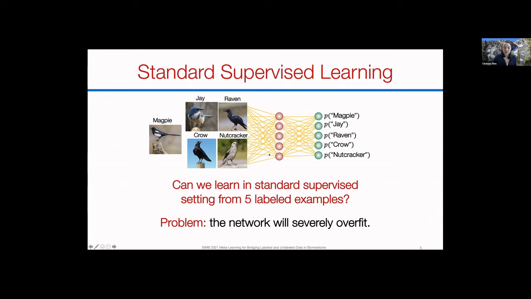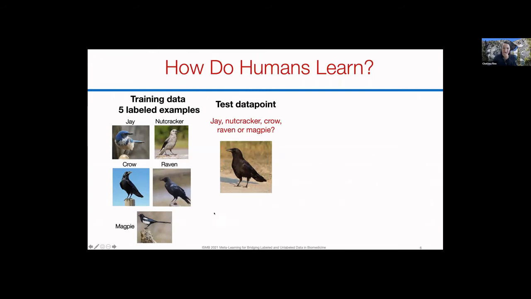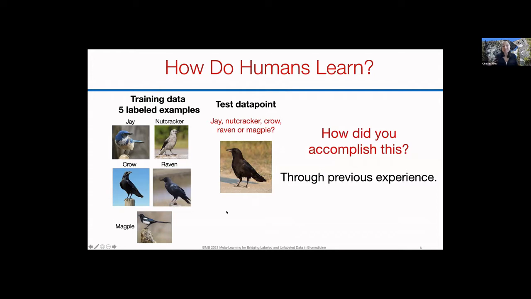Well, this is actually a problem that humans can solve. If I gave you these 5 training data points, and then I asked you, which bird is this one? Is this a jay, a nutcracker, crow, raven, or magpie? You'd probably be able to tell me that this is a crow. And you'd probably be able to tell me that even if you haven't seen these particular birds before or aren't really an expert on this problem. The way that you can do that is that you have previous experience. You aren't completely learning from scratch, tabula rasa, and you can leverage previous experience looking at images, looking at different animals to recognize distinguishing features from these birds with just 1 example per bird.